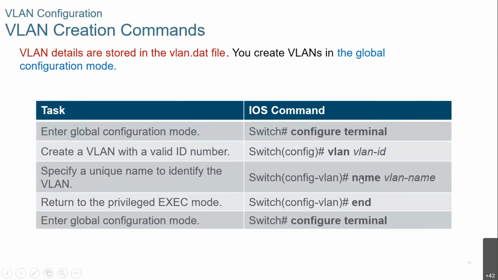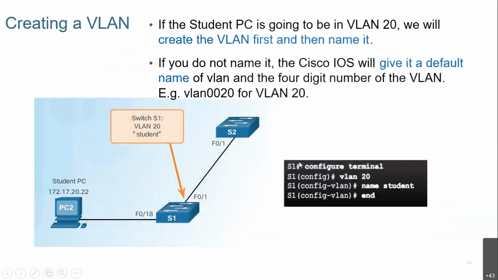Now, it is good to give it a name that you understand so that you can manage your network better. If you don't, the switch will give it a name, like VLAN0020, for example. But you can give it a good name, like VLAN 20 and then the name student, so we know that VLAN 20 belongs to the student VLAN. Okay, and we are already done. We have configured ourselves a VLAN.